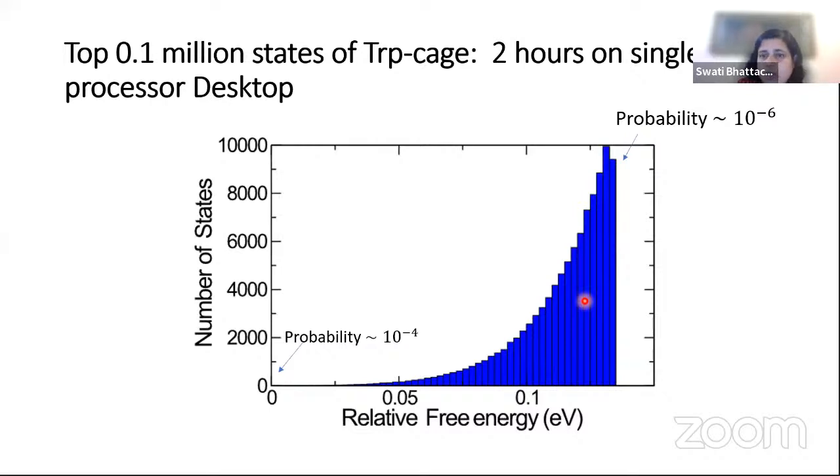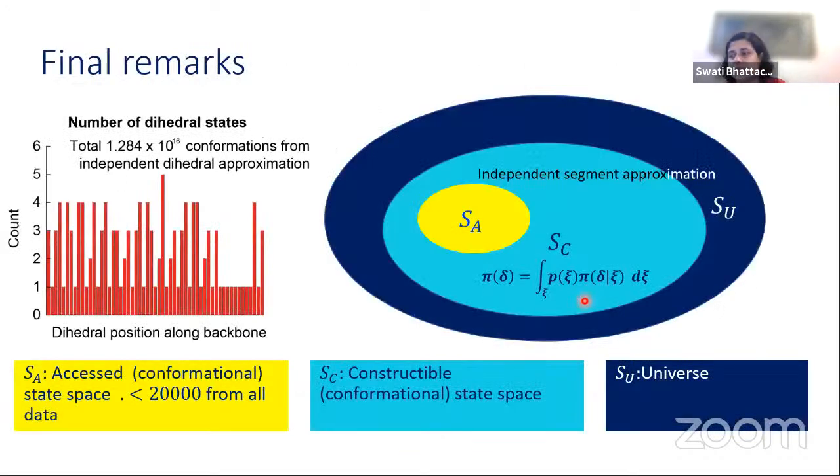So now I come to my final slide. What we have done in this work is present a different kind of framework, based on local states. We are defining 3 kinds of state spaces for the global conformations. The first is what we're calling the accessed state space, SA. And this has a very, very small size. It's less than 20,000 from all the data that we have.